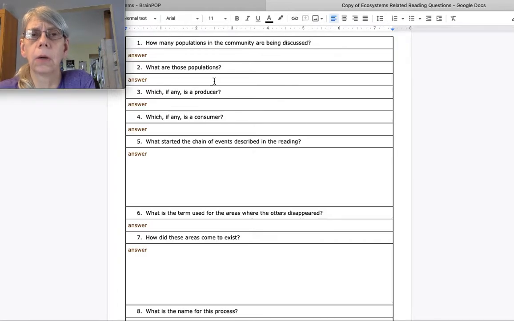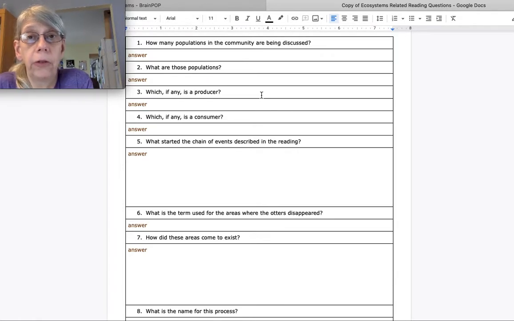So we're going to look at the reading and find out what the populations are. Okay? Which, if any, is a producer, which means are any of these populations made of organisms that make their own food using the most important chemical reaction on Earth, photosynthesis. So we're basically looking to see if there are plants, right? Because plants are most of what does photosynthesis. Okay? Which, if any, is a consumer? Which ones can't make their own food, if there are any of those? Okay?